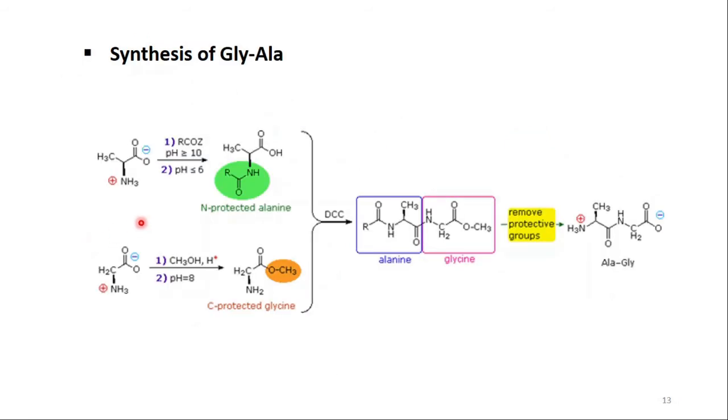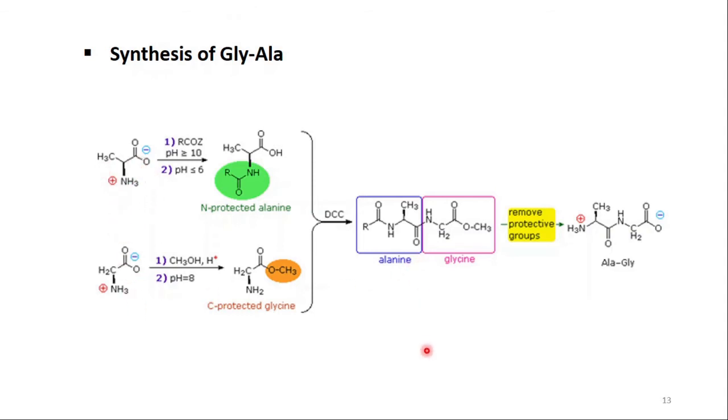In your syllabus there are only two examples to be discussed, that is synthesis of Gly-Ala. It is nothing but glycine and alanine. So, you have made a peptide bond by coupling glycine and alanine. So, how will you do this? You have to start with glycine and alanine, you have to couple and form a bond between glycine and alanine, that is the CONH bond between these two. Okay. So, you start with this.